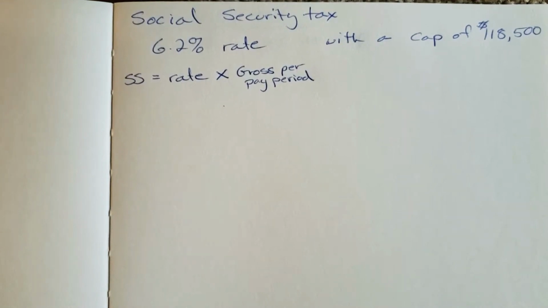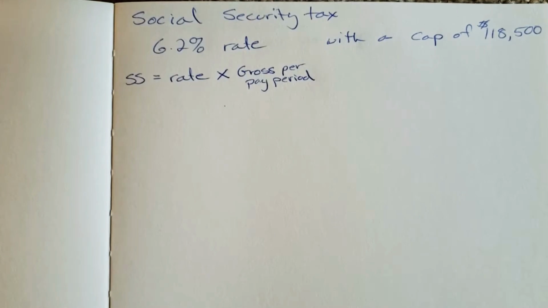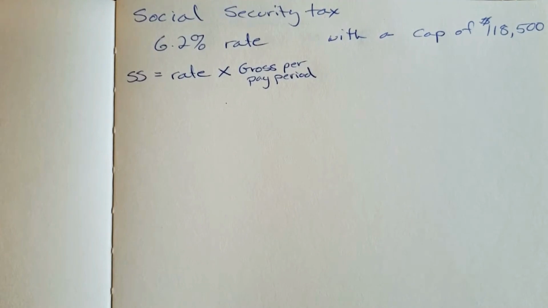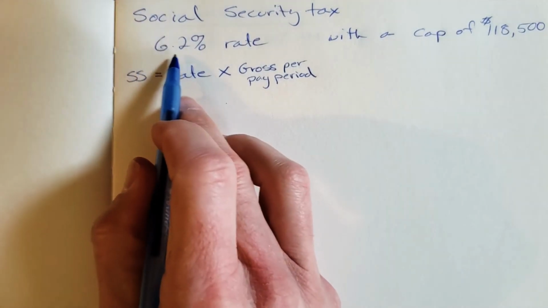Okay, this video is going to talk about taxes for Social Security and Medicare. And they're not too hard to figure out. Social Security has a little bit of a hitch in it. Medicare is pretty straightforward. But Social Security tax is always at a rate of 6.2%.